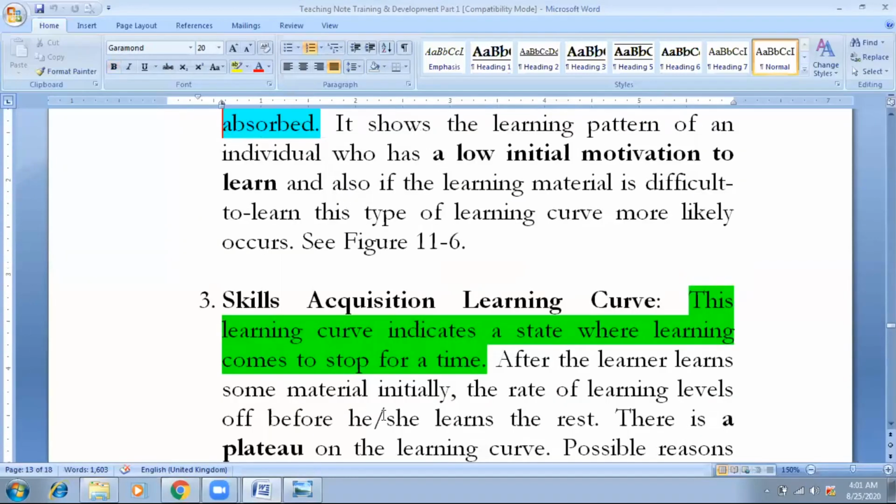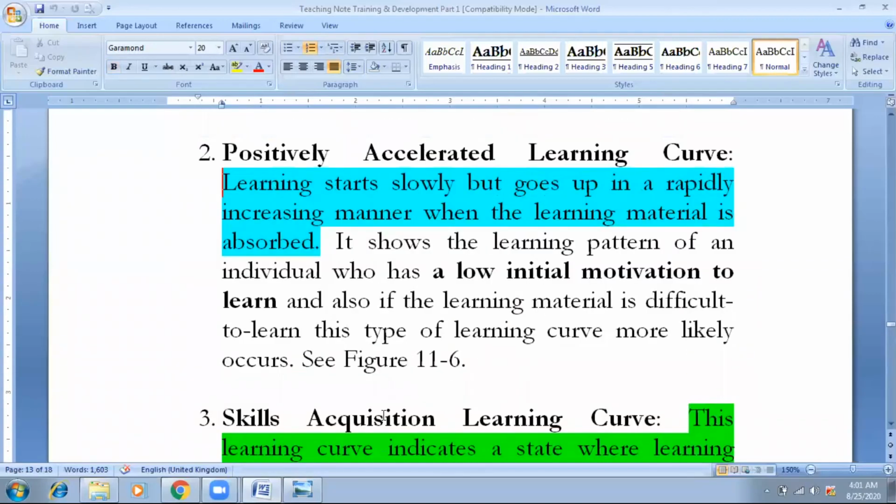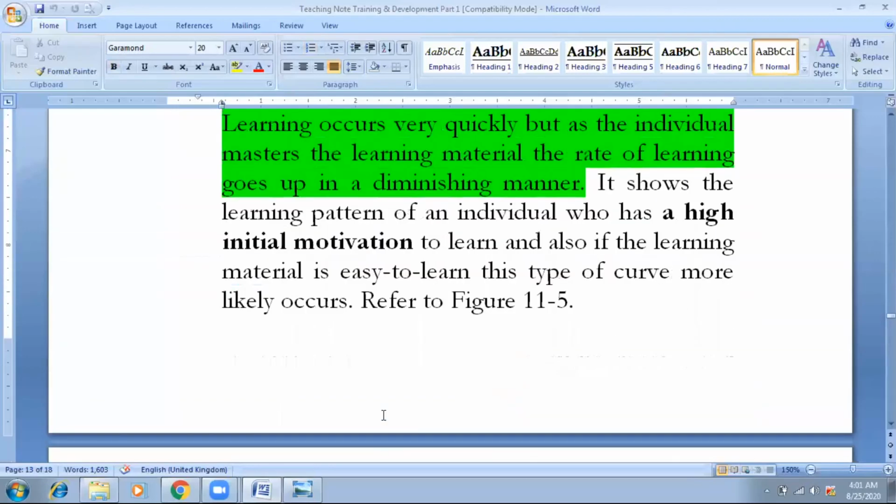Okay, take another example. Assume you have a very high level of motivation. Then, because you have a high level of motivation, assume the first lecture in HRM, you understood fully. Then the second lecture, 75%. Third lecture, 50%. Fourth lecture, 35%. Likewise.